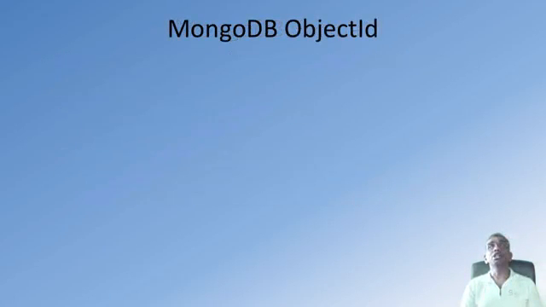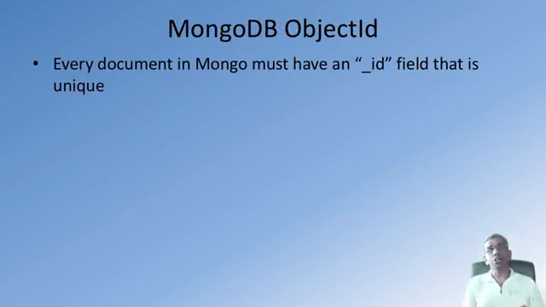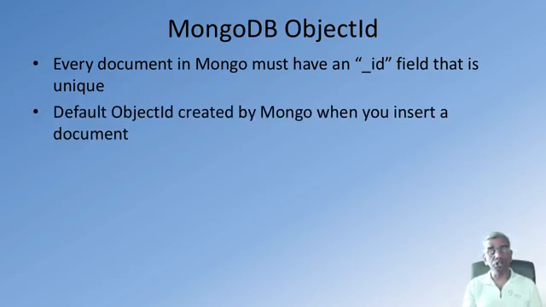Let's talk about the MongoDB object ID. Every document in a MongoDB database must have an ID field, an underscore ID field, which acts as the primary key for the document. And this field is unique for each document. The ID field itself can be used in many formats, and one particular format that MongoDB automatically assigns in case you don't choose to use your own ID field is the object ID that is created by default by MongoDB.